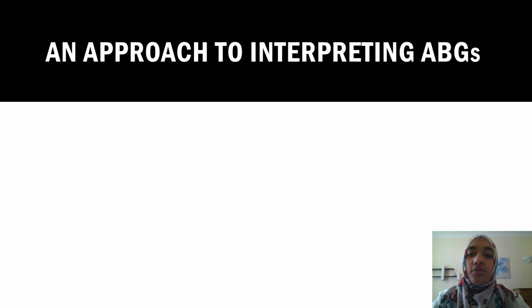So let's talk through an approach to interpreting arterial blood gases. The first thing that we want to look at is the pH, and this helps us determine if the patient's acidotic, so the pH is low, if the patient is alkalotic, where the pH is high, above 7.45, or if the pH is normal.